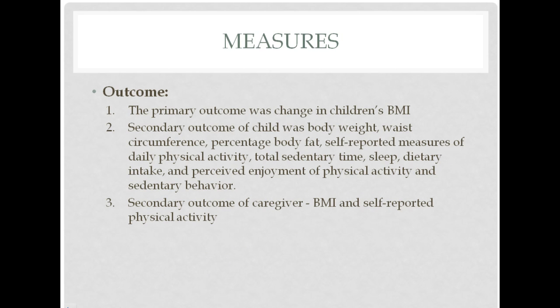What they were measuring for outcomes: the primary outcome was the change in a child's BMI. Secondary outcomes were body weight, waist circumference, percentage body fat, self-reported measures of daily physical activity, total sedentary time, sleep, dietary intake, and perceived enjoyment of physical activity and sedentary behavior. So they wanted to get a whole overview of how the child was. And the third measure, which was another secondary outcome, was actually of the caregiver, which they looked at the caregiver BMI as well as self-reported physical activity of the caregiver.